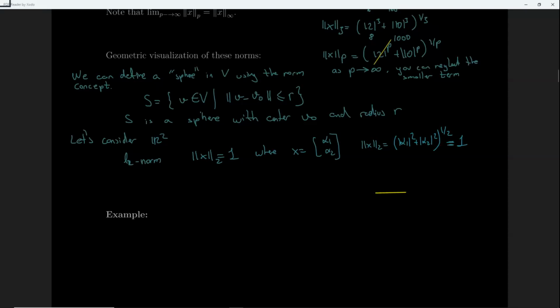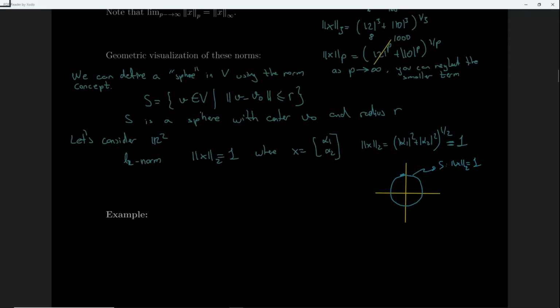So we would like to, let's see, okay. Then all these points where you have alpha 1 square plus alpha 2 square, the square root of those summation being equal to 1 lie on a circle in R square. Right? So this is, let's say, set S that is composed of the vectors where the norm of x is equal to 1.